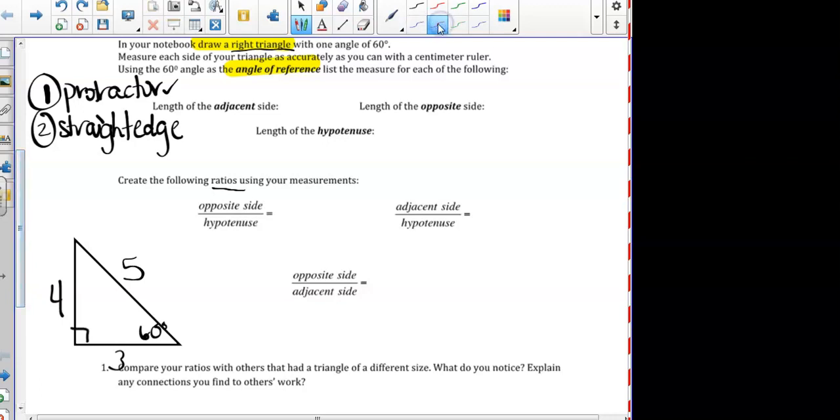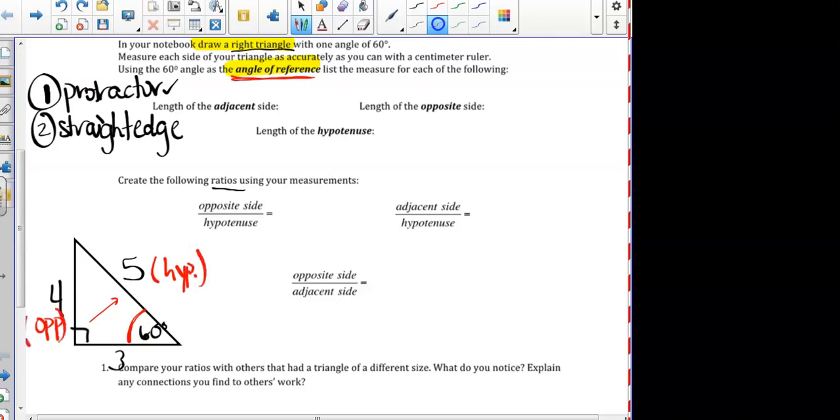The opposite side is always with regards to the angle of reference. In this case, our angle of reference would be the 60 degrees. Your angle of reference will not be the 90-degree angle. So if we are looking at the 60-degree angle, we need to figure out what side is opposite the 60-degree angle. If we look at this right triangle, the 4 units long is the side opposite of the 60 degrees. We want to figure out what side is the hypotenuse. The hypotenuse will always be opposite the right angle, so this side here will be the hypotenuse.